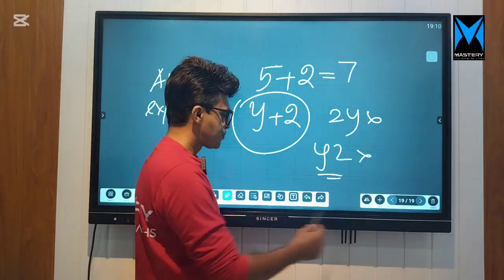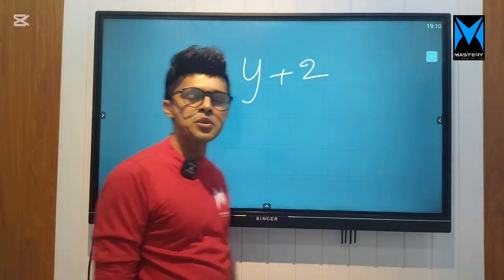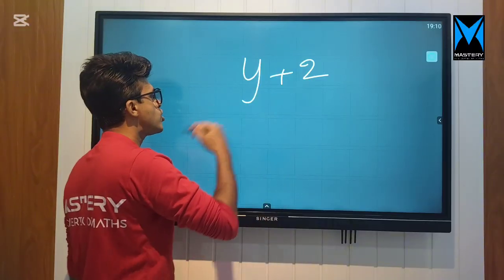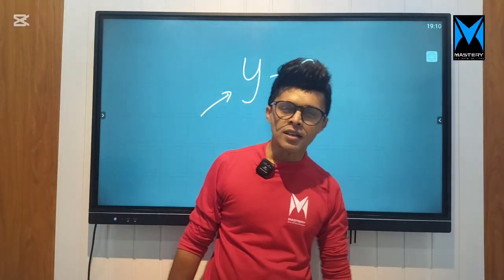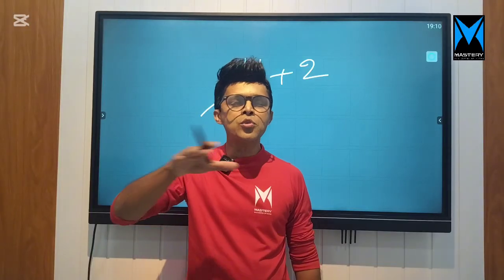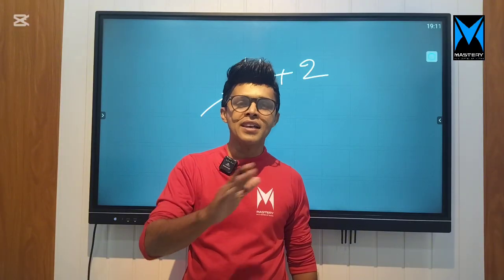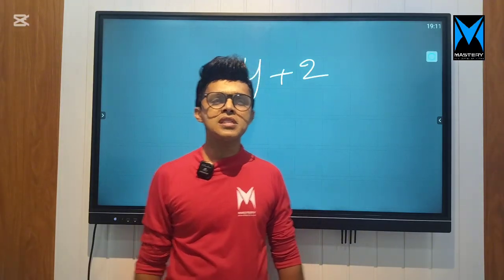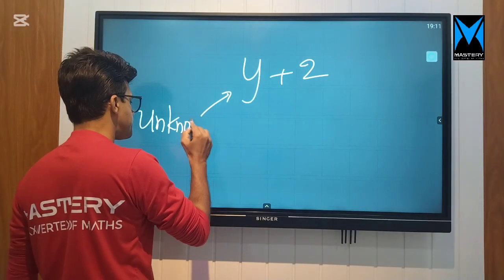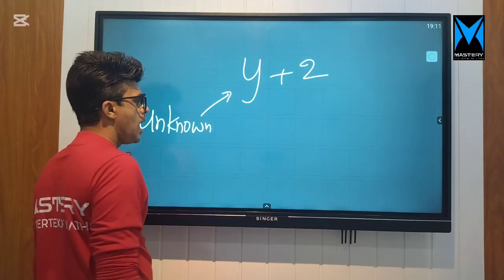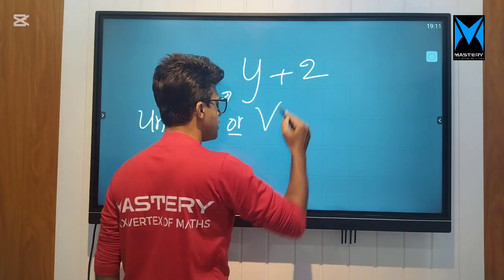So y plus 2, what is this? y plus 2 means we do not know the value of y here. This is unknown. Unknown means you do not know about this one. About this term y, we do not know. So this is an unknown term. And also, this can be identified as a variable.